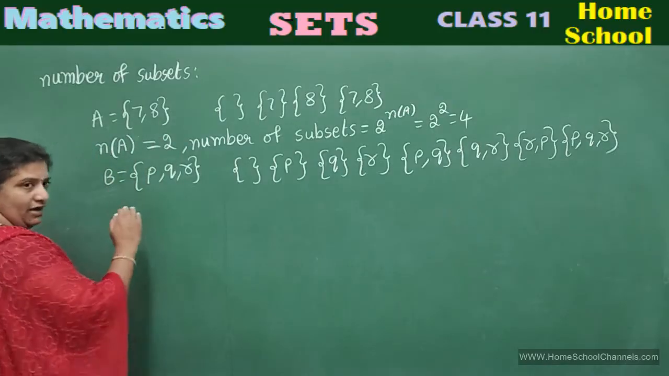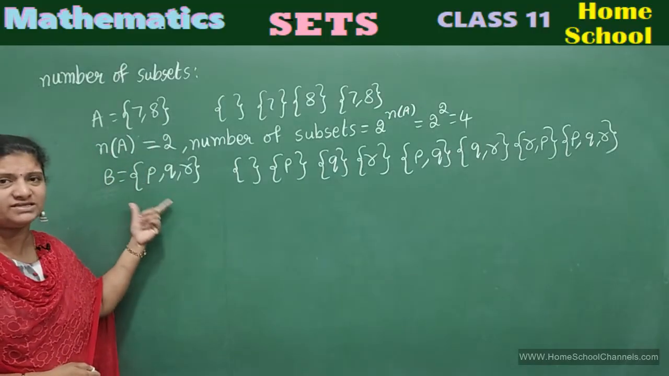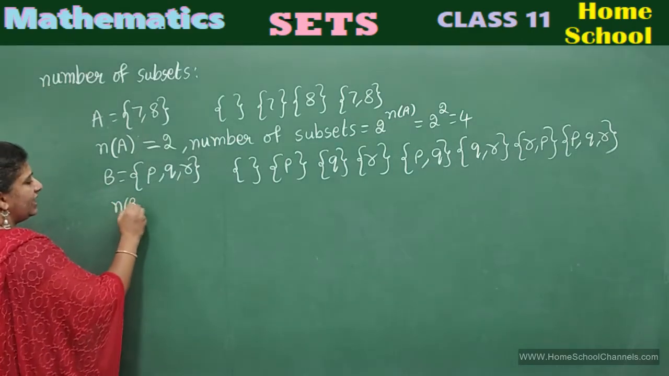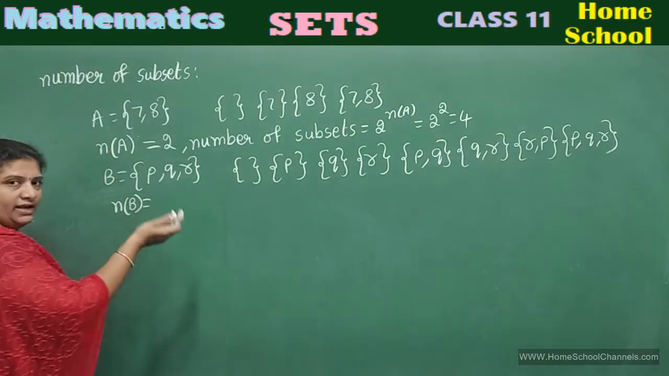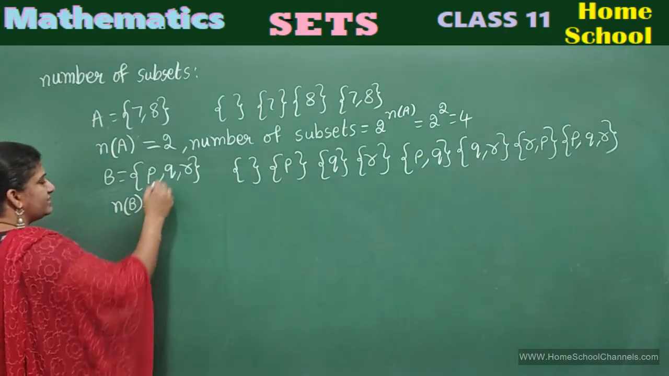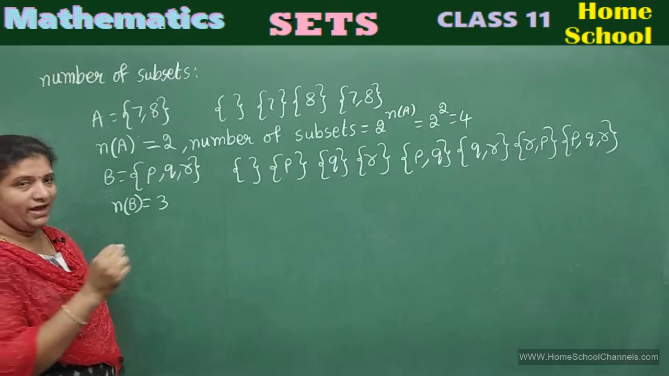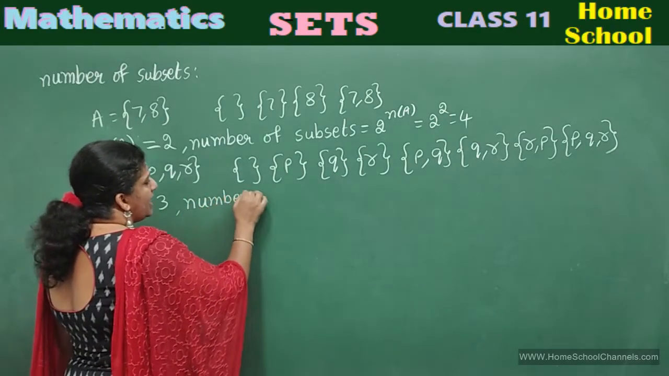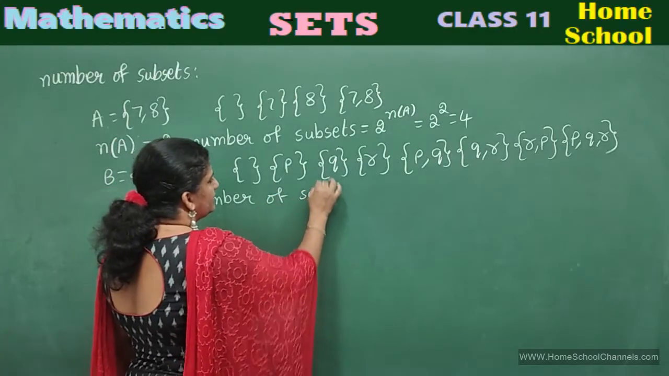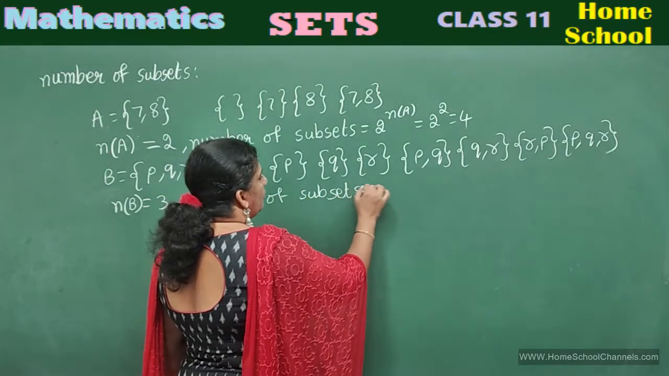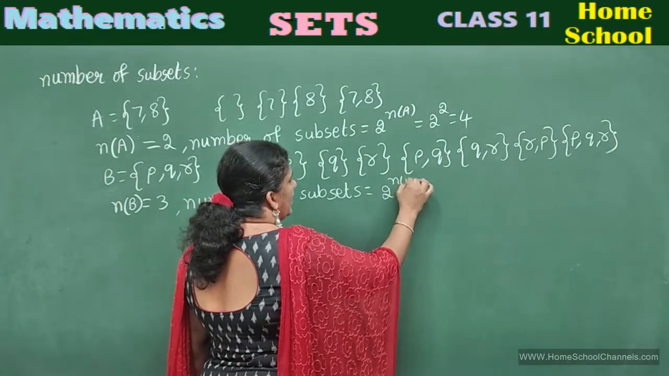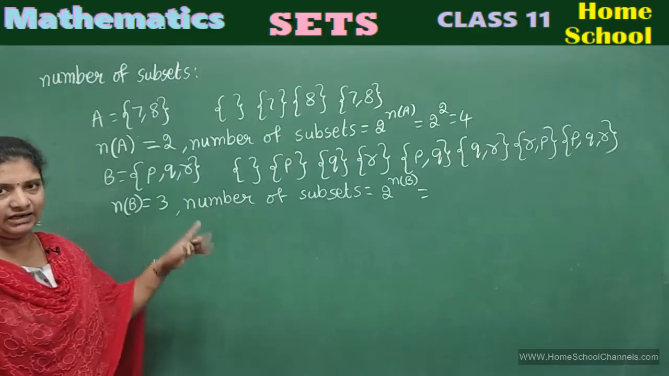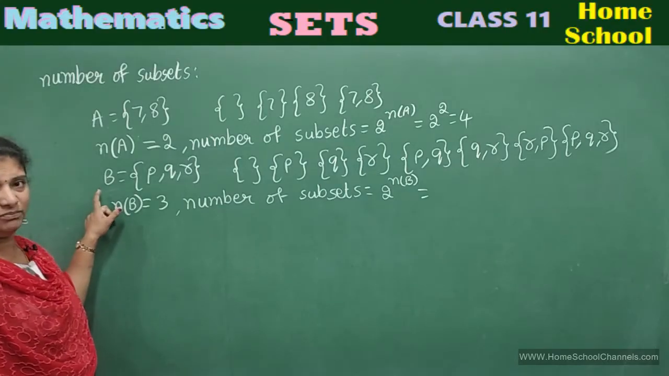Okay. Now the number of elements in the B set, how do you write it? n(B), we call this the cardinal number of a set. n(B) is equal to 3. If n(B) is equal to 3, then the number of subsets, we always remember, is 2 power n(B). Whatever letter you have for the set, that letter you can take. I have taken the set letter B.